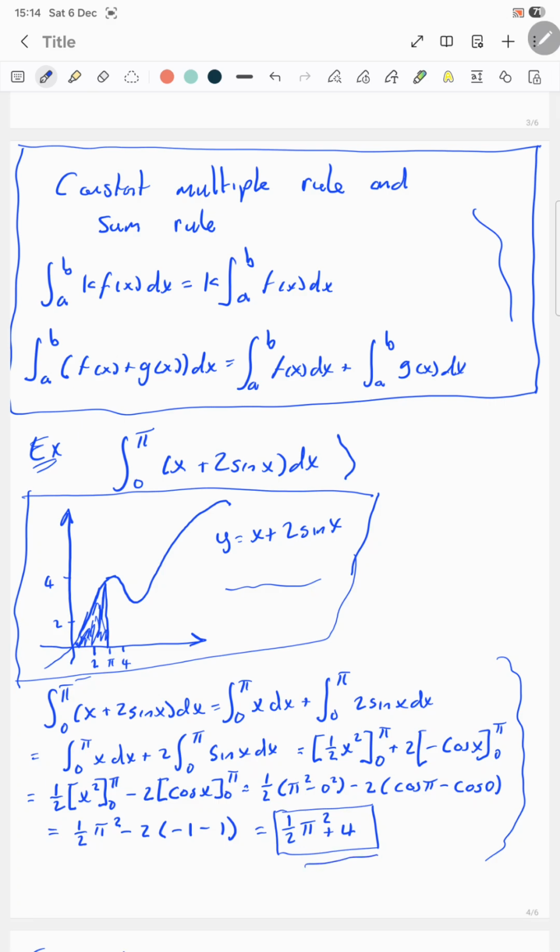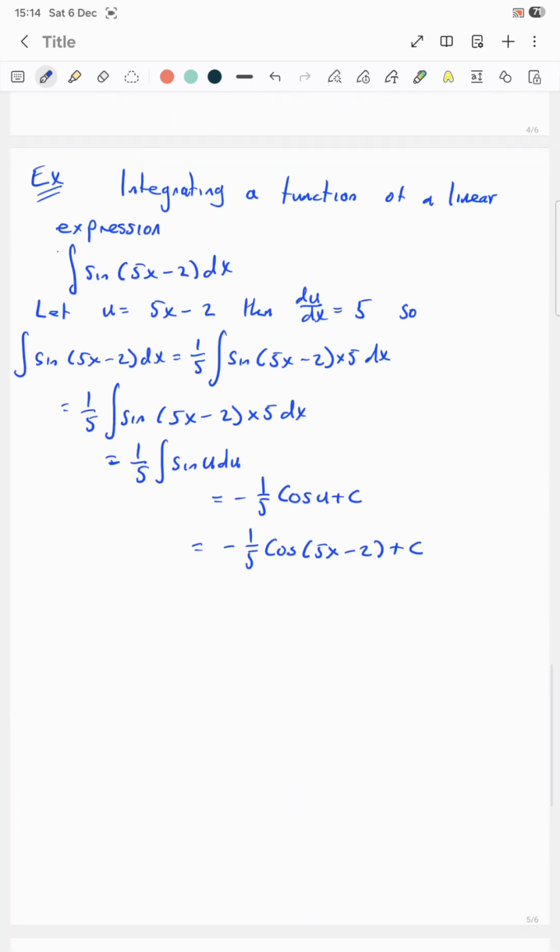So again, moving on. And another example, integrating a function of a linear expression. This time we're dumping something on the outside of the integral in order to cancel something that's on the inside. Integral of sine of 5x minus 2 dx. Well, we make the substitution of u equals 5x minus 2, then du by dx equals 5. So our integral becomes this here.